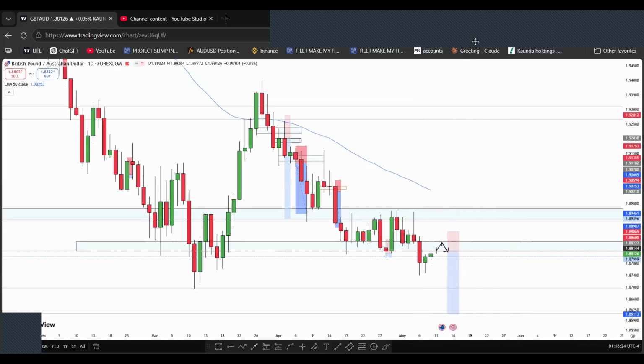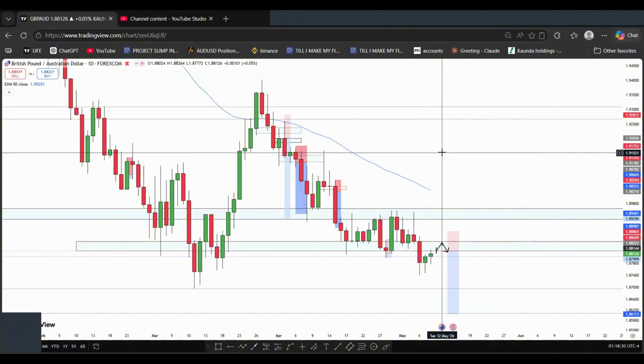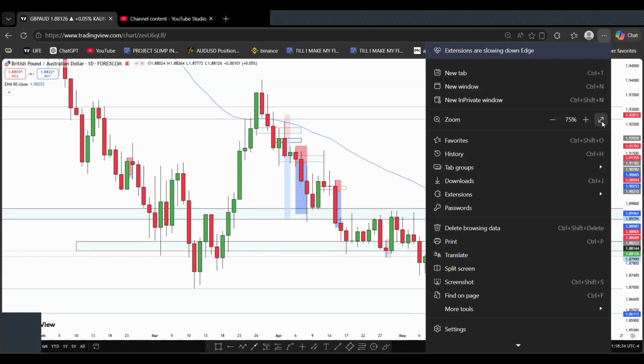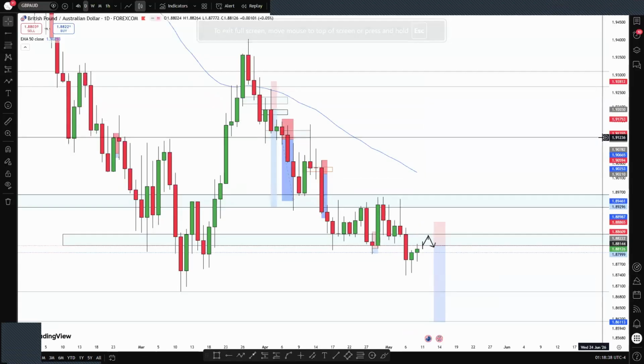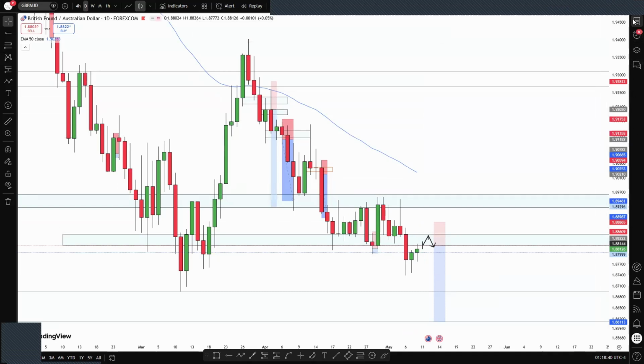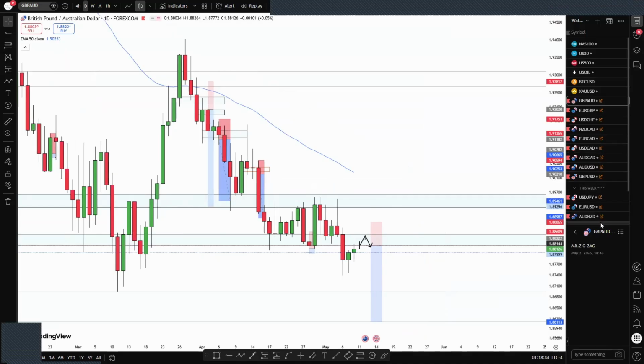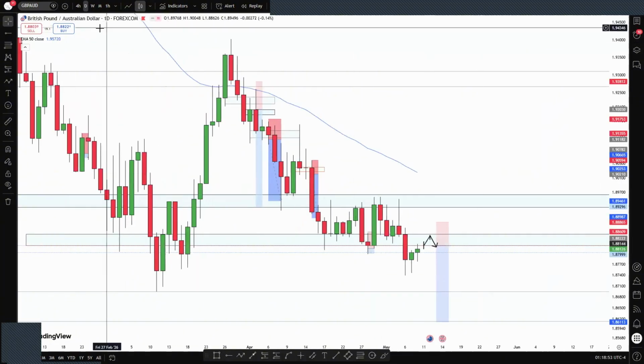Let's just go through the pairs that I have for next week. So, this is GBP AUD. As you can see, this is what I have right now. Let me just do a quick recap of what I analyzed yesterday. By the way, we'll only pick from this. So this is the first one, GBP AUD.